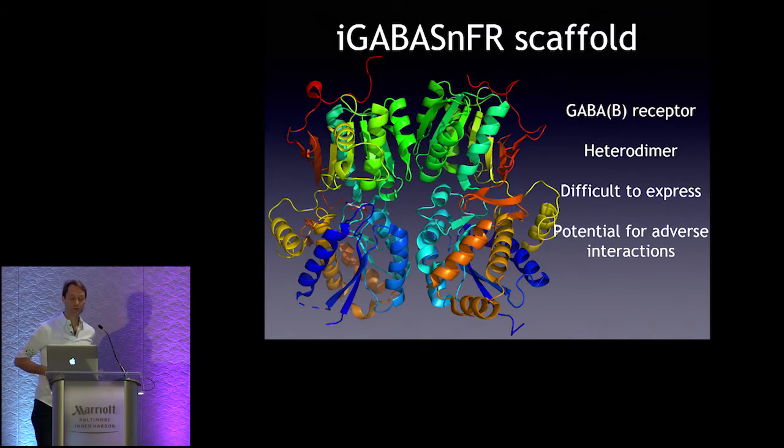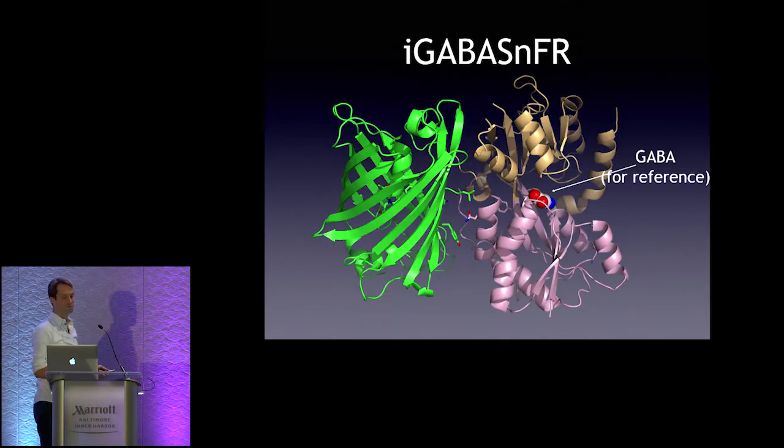One could also imagine making a GABA sensor from the GABA B receptor, which also has this Venus flytrap-like fold. However, it's an obligate heterodimer. It's difficult to express heterologously. Furthermore, there's a significant potential for adverse interactions with endogenous proteins and receptors, and all the pharmacological tools that we have available for probing mammalian neurons would thus interfere with the sensor as well. So we chose not to do that, but rather we turned to another GABA binding protein that we isolated from Pseudomonas bacteria. We inserted GFP, and we optimized it like we did for iGluSnFR.